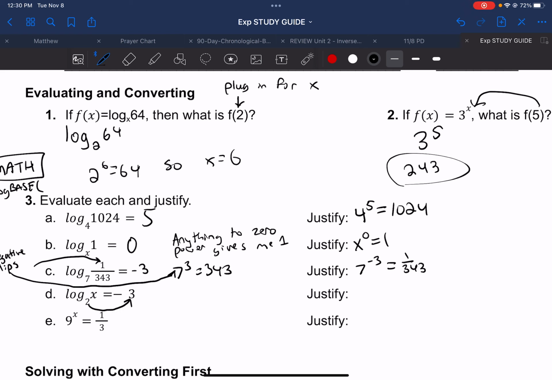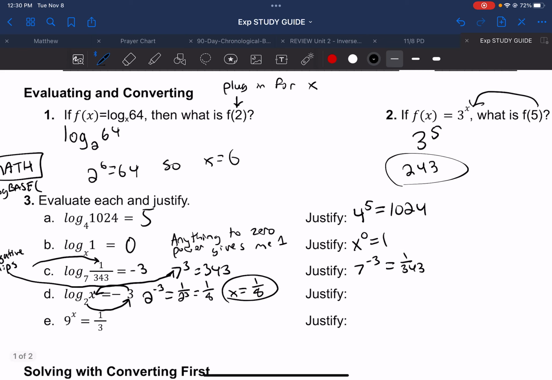2 to the negative third power equals what? So 2 to the negative third power equals 1 over 2 to the 3, and 2 to the 3 gives me 8, so 1 over 8. So x equals 1/8 would be my answer here. And right here on part D, you really have to know the answer. You need to know how to convert back and forth to be able to do this. And that could be your justification.